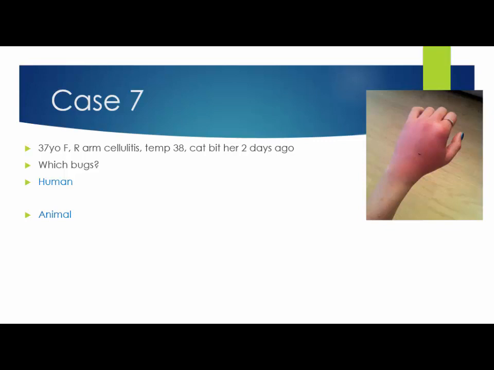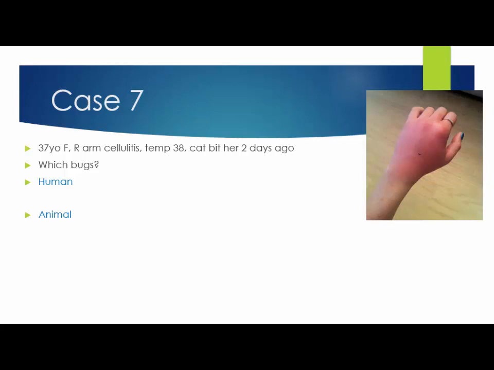So this young lady has right arm cellulitis, and her cat bit her, sorry, didn't bite you. It bit her 2 days ago. It might bite you. So does anybody know some of the bugs? We'll talk a little bit about human bites as well. We've also had the same scenario of a drug user who's been bitten by a fellow human. It's actually surprisingly common. We do see this quite often. So does anybody know what some of the bugs are?